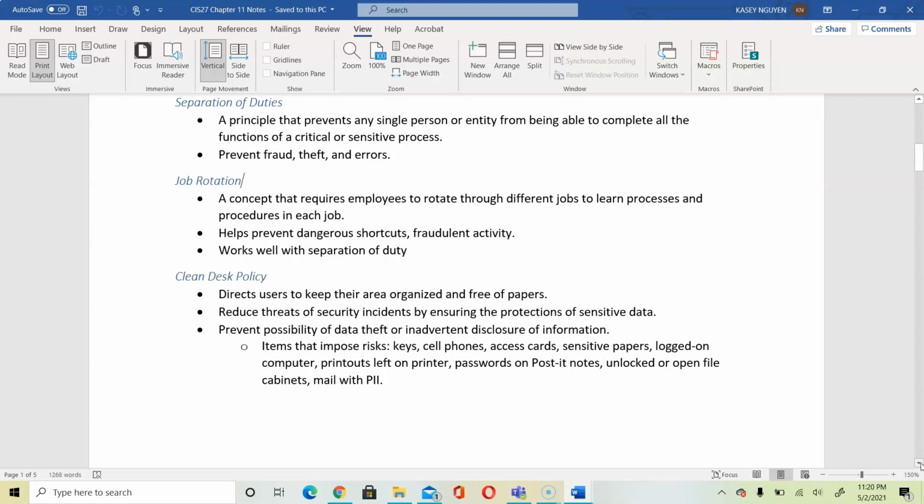The items that would impose risk in this policy would be keys, cell phones, access cards, sensitive papers, login information, printouts on printers that could have sensitive data, passwords on post-it notes, unlocked or open file cabinets, and mail with personal identifiable information being opened.